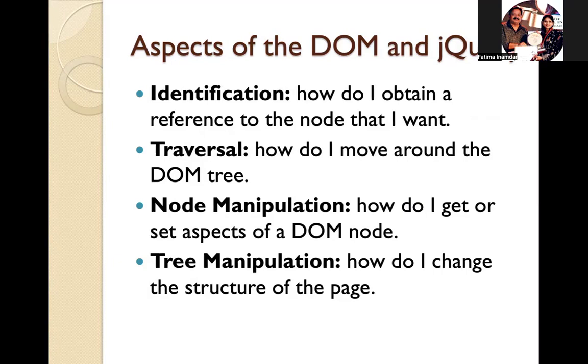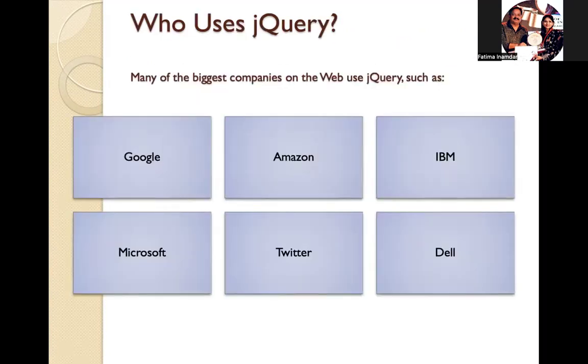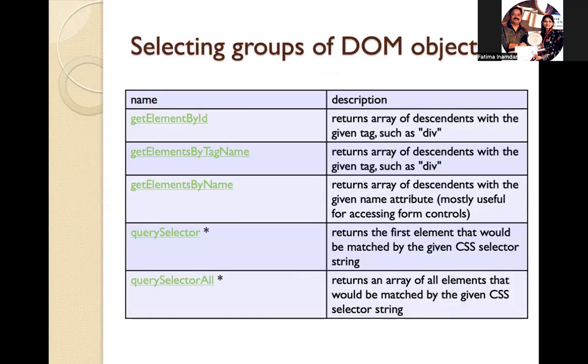And tree manipulation is considered here: how do I change the structure of the web page. Basically, we have to consider the most important part: who are the biggest companies using jQuery for a particular web page. Google, Amazon, IBM, Microsoft, Twitter, and Dell are the examples I have listed here of companies using jQuery for creating a web page.